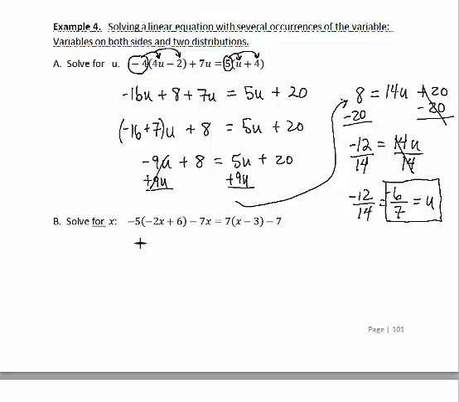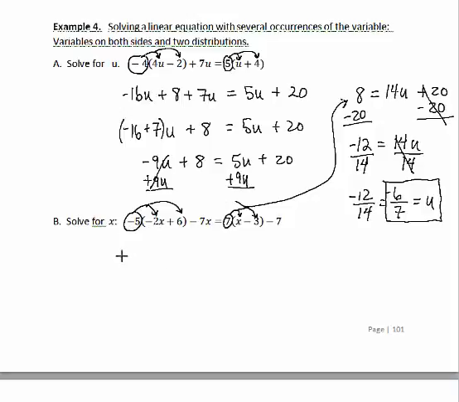Equation B. Another equation with two sets of parentheses. Here on the left we distribute the negative 5. On the right we have a 7, and we distribute that through these parentheses on the right. So that's our first step.